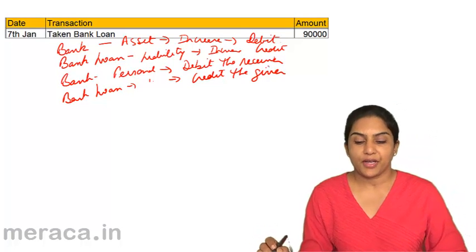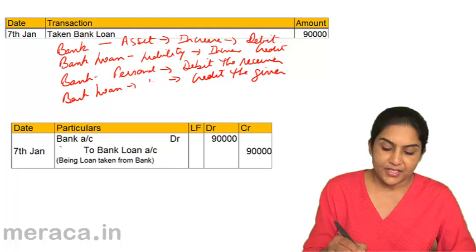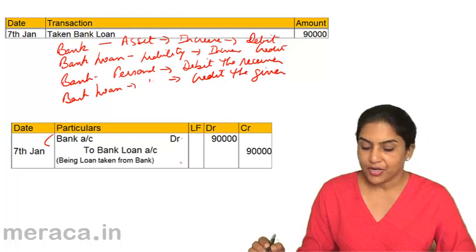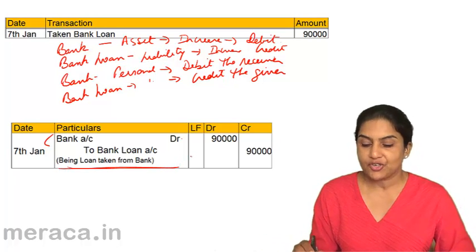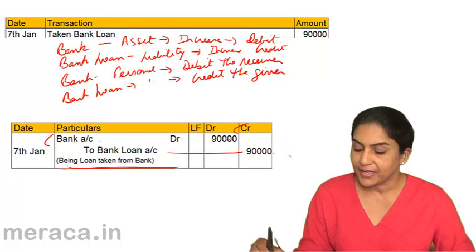So bank account debit to bank loan should be the entry entered in the journal in the format on 7th January, bank account debit to bank loan with a brief explanation of the transaction called the narration. 90,000 bank account debit, 90,000 bank loan account credit, 90,000.